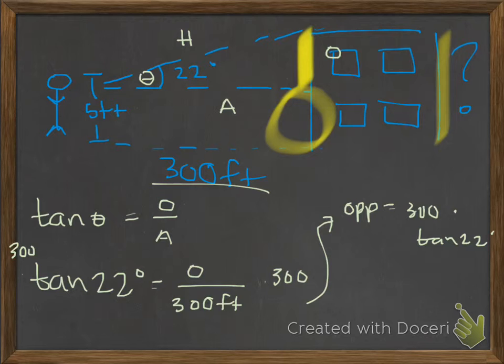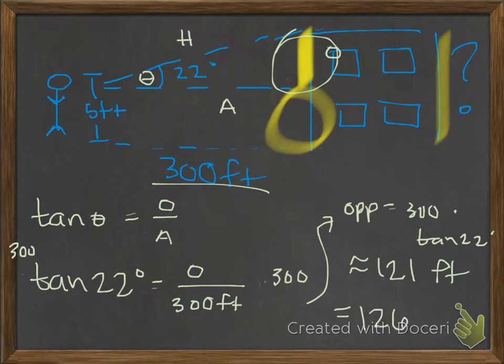So when I do this calculation, I roughly get 121 feet. However, that is not the height of the building. That's the height of this piece right here. So the height of the total building, I have to add those 5 feet in to account for the transit. So our final answer is 126 feet.